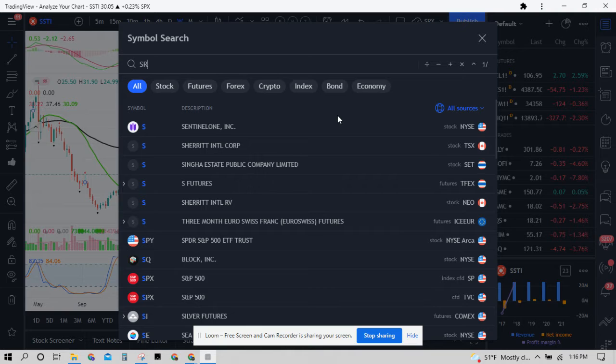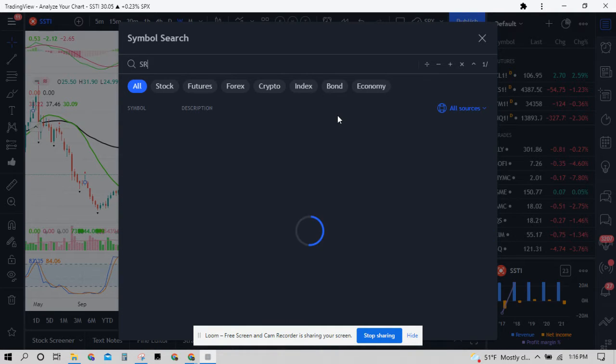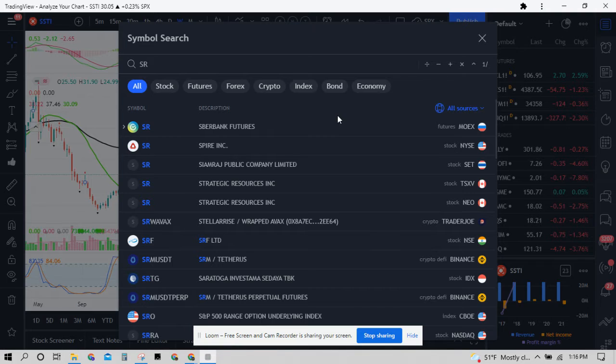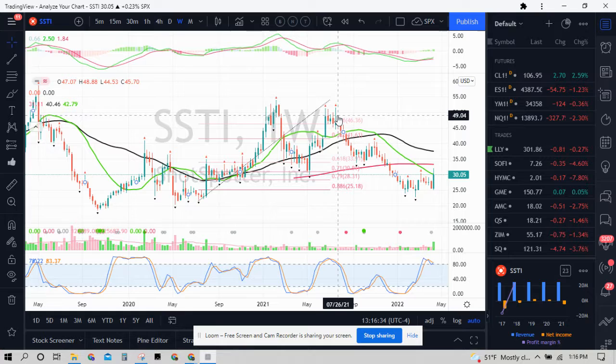Unfortunately, what I'm using to record is slowing my computer down. But if you start typing in a ticker, it'll give you a list of tickers. You can click on whatever one you want to look at. But for the purpose of this video, I do want to look at STLA because I haven't looked at them in a long time. So I'm just going to hit escape to get out of this screen and bring us back to STLA. I'm sorry, SSTI.